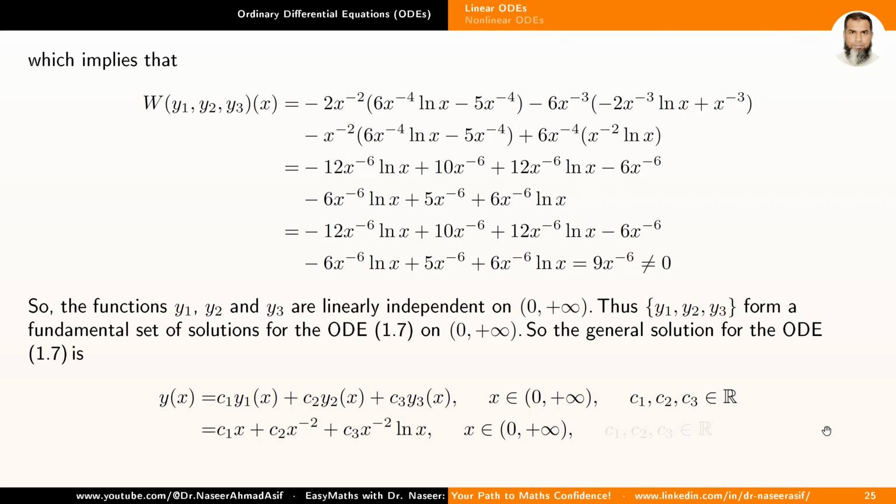So y(x) equals c1 x plus c2 x^(-2) plus c3 x^(-2) log x, where x belongs to the open interval 0 to plus infinity, and c1, c2, c3 are arbitrary constants, which is the required general solution of the given third order linear ODE.